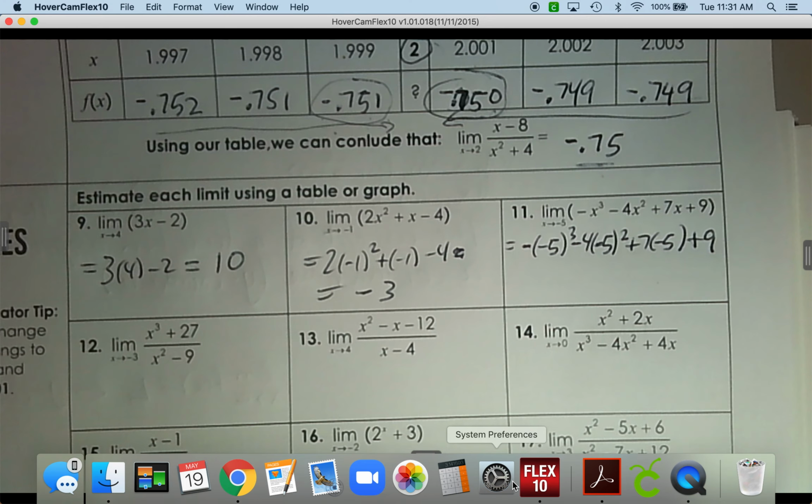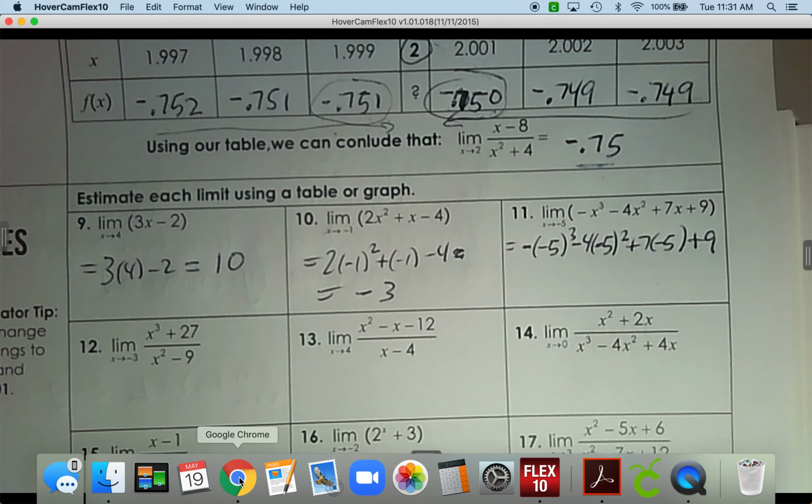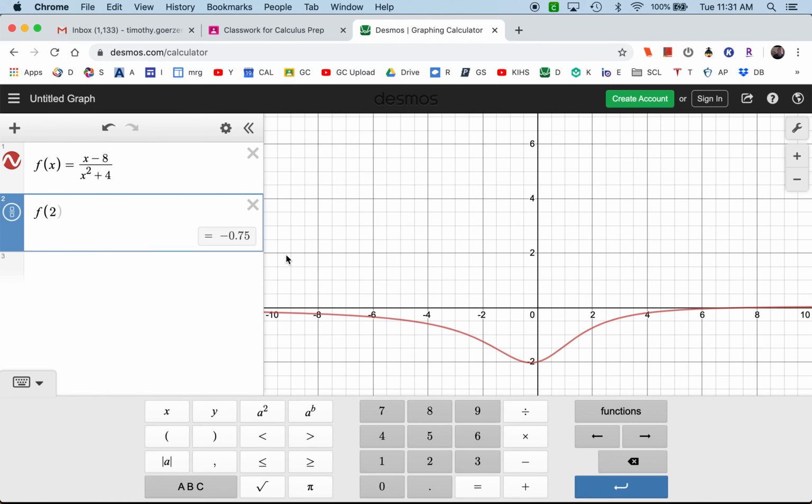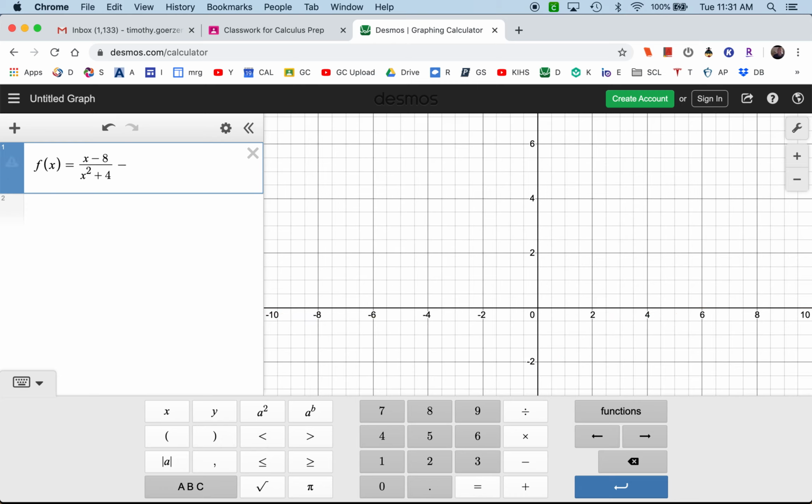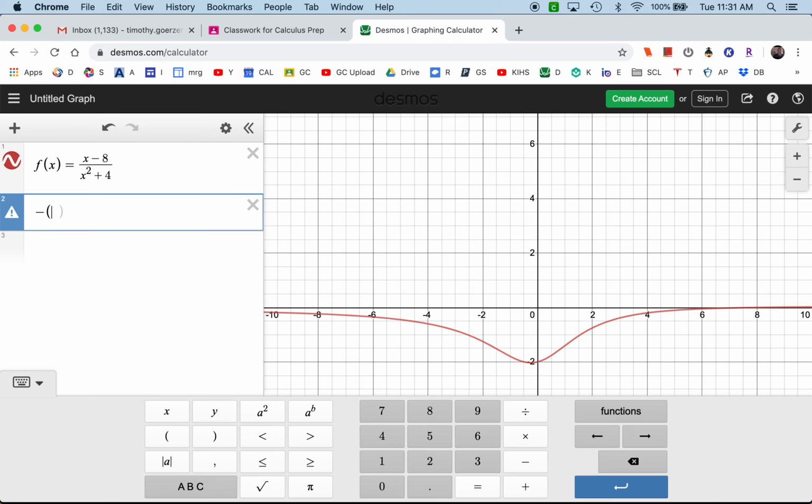If you want to, you can go to Desmos, right? As we're doing it to get the answer. So for this one, I would type in negative, oops, let's get to the second box. I would type in negative, parentheses, negative 5, it's cubed. Move the cursor. Subtract 4, parentheses, negative 5, and this one is squared, plus 7, parentheses, negative 5, and then plus 9. And it's calculating as you go along, but you can see the answer is negative 1.